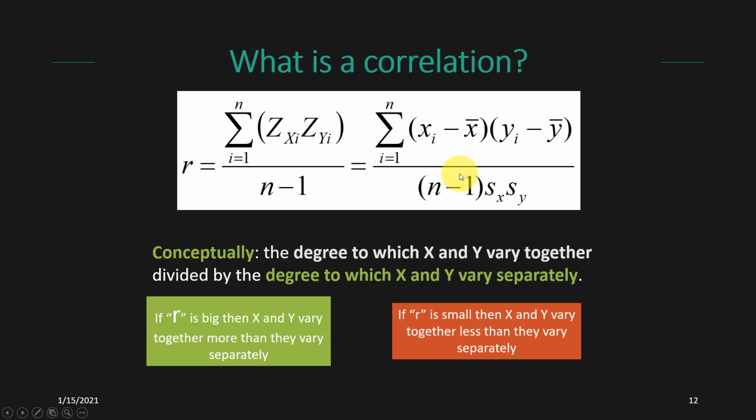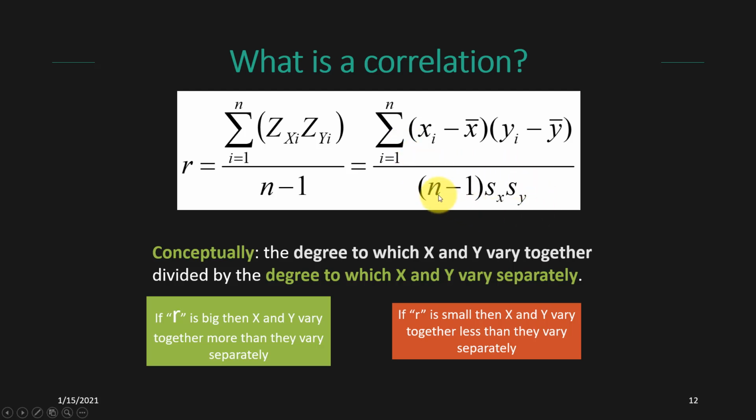And what I think this helps to show is that the correlation coefficient is a measure of how much x and y vary together, right? Do positive deviates on x go with positive deviates on y? Or do positive deviates on x go with negative deviates on y? So the numerator here is a measure of how much x and y vary together.